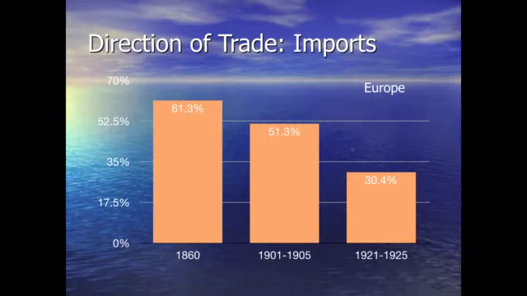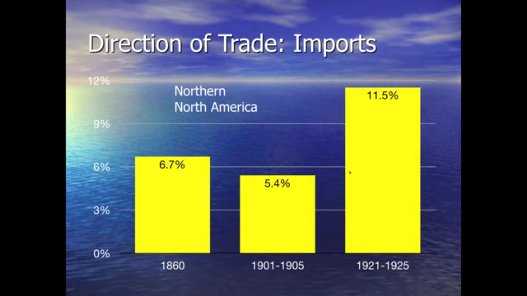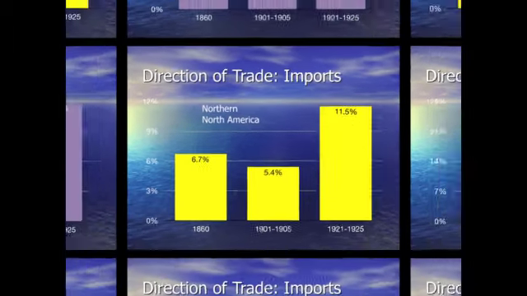When we take a look at imports, we see the same sort of pattern developing. Prior to the start of the Civil War, 61% of our imports came from Europe, and this fell to half, 30%, just in the post-World War I period. Again, North America, mainly due to Canada being important, so we were importing a much larger percentage of our goods from North America relative to Europe.